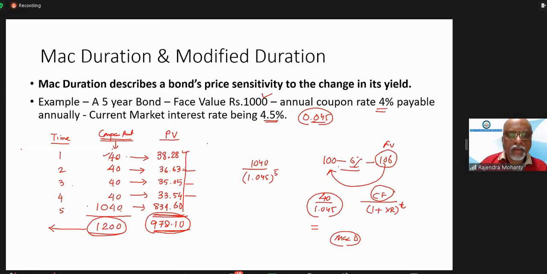So these are the shortcut tricks you have to know. Now the next column, the fourth column we have to do, which is the PV of the fifth cash flow: 1040 divided by 1.045 to the power 5. First you calculate 1.045 to the power 5. What is the answer you are getting? Then 1040 is to be divided by that amount. So it will become 834.60.